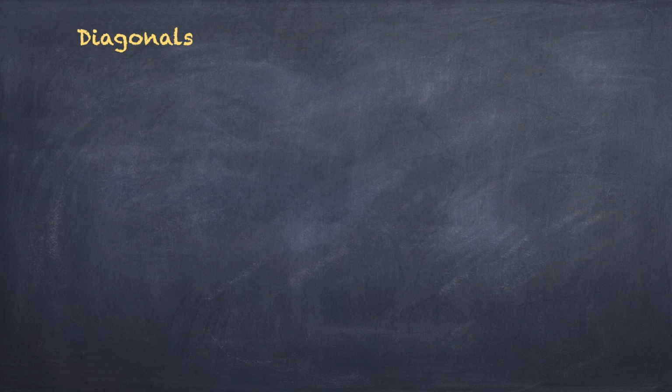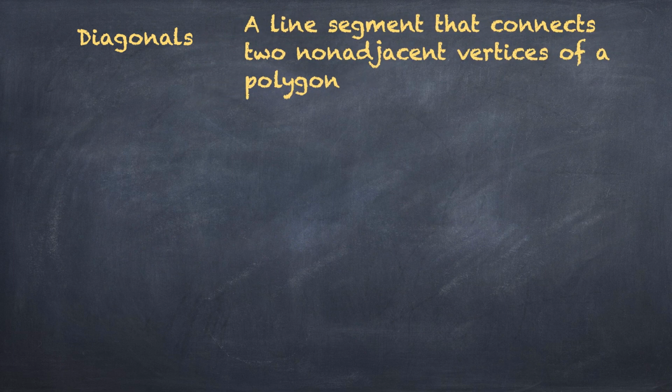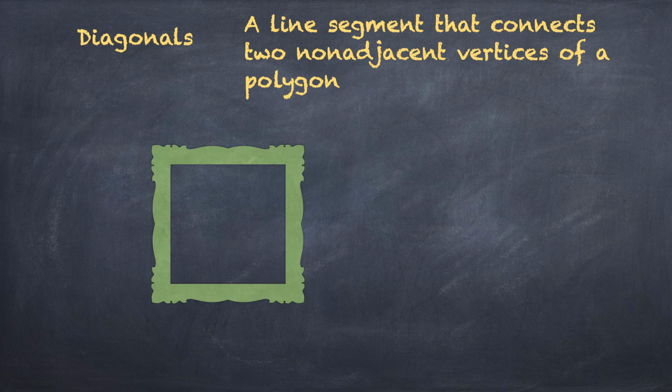Another vocabulary that we need to understand in order to move forward with our study of polygons are diagonals. Diagonals are line segments that connect two non-adjacent vertices of the polygon. So I'm going from this corner to that corner. That's a diagonal. And same from here.